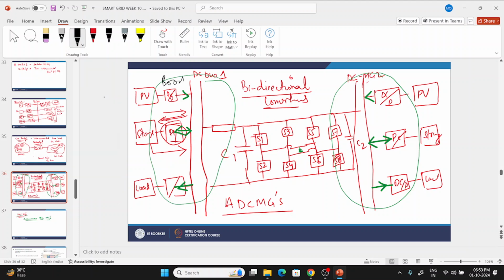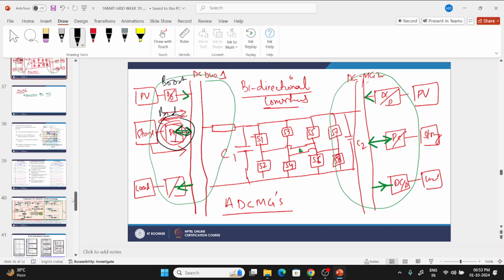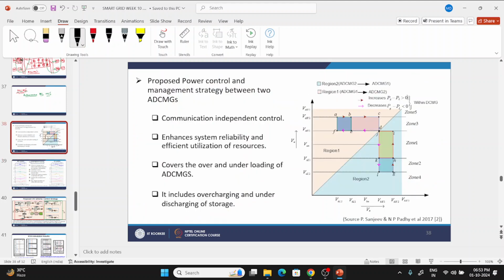These are boost converters, and bidirectional buck-boost DC converters are utilized for connecting the battery storage. Why bidirectional? Because as I told you, the power can come in for charging and go away for discharging. Then another one here. So this is how the two DC microgrids are connected. Now I will show you the results of how we are going to do this.